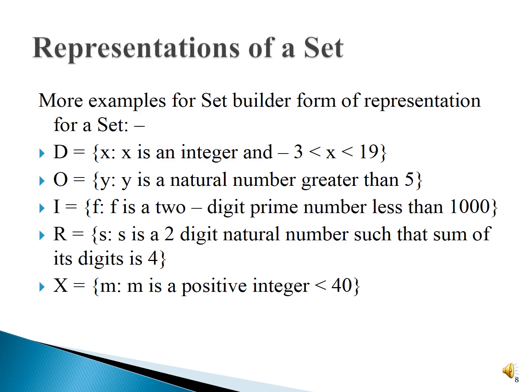Then next is X equals {m : m is a positive integer less than 40}. So here the roster form of set X will be all the positive numbers which are less than 40 but not 40, because the condition or the characteristic is that the positive integer should be less than 40.